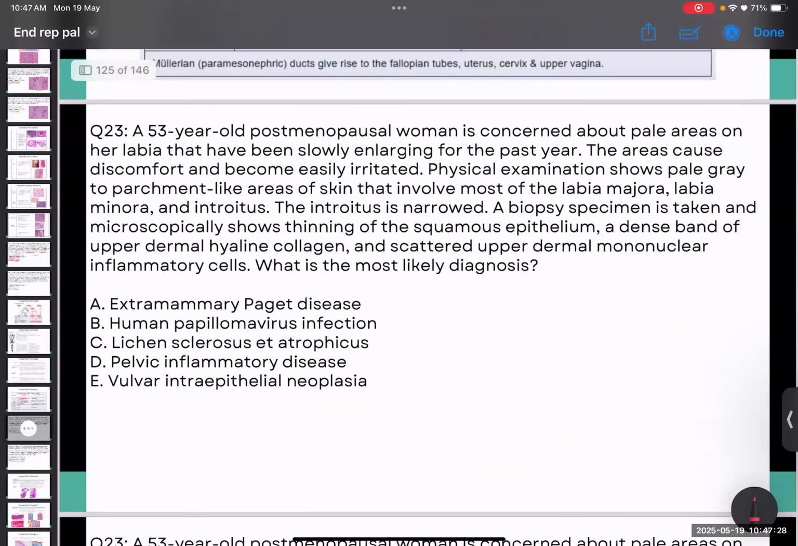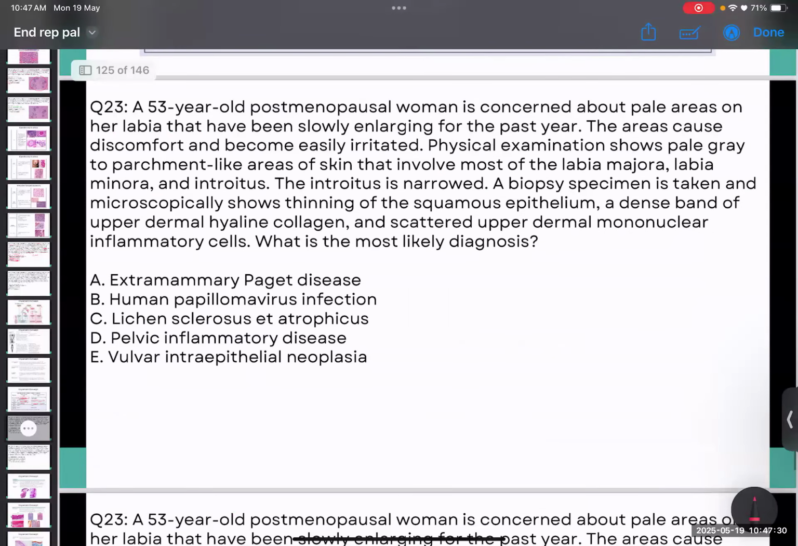Okay, moving on to the next question, question number 23 here. So here we have a 53-year-old postmenopausal woman. She's concerned about pale areas on her labia that have been slowly enlarging for the past year. So she's postmenopausal, okay, and then she has these white areas on her labia. The areas cause discomfort. She becomes easily irritated.